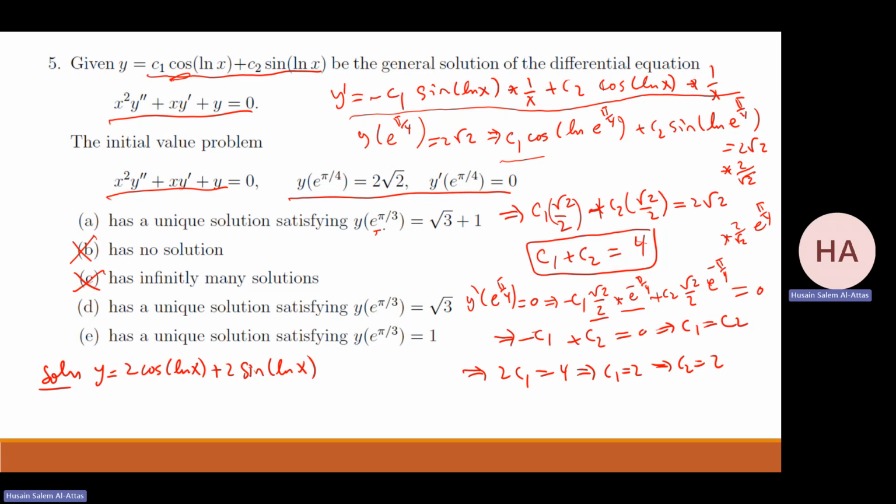Now we need to check e to the power pi over 3. So I have y at e to the power pi over 3. That will be 2 cosine pi over 3, which is half, plus 2 sine pi over 3, which is square root 3 over 2. So I have 1 plus square root of 3. So this will be my answer.